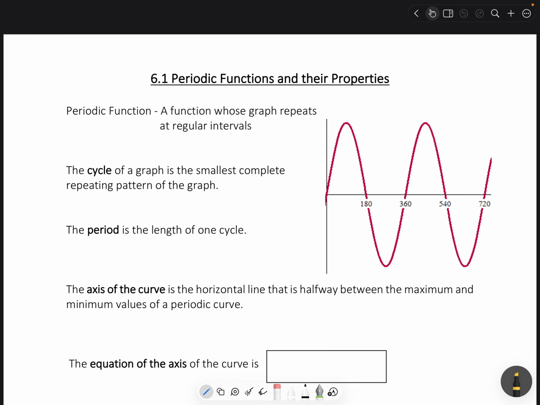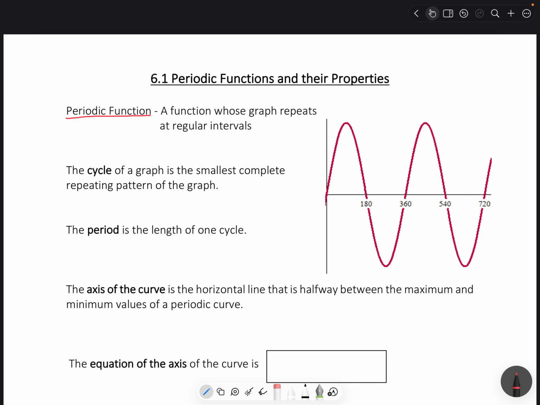All right. So, over here, we can see that a periodic function is a function whose graph repeats at regular intervals. What this means is that at a regular interval, a graph will keep repeating itself. Let's say the y values at one point and the y values at the other point would be the same, and they would just keep going on and on.